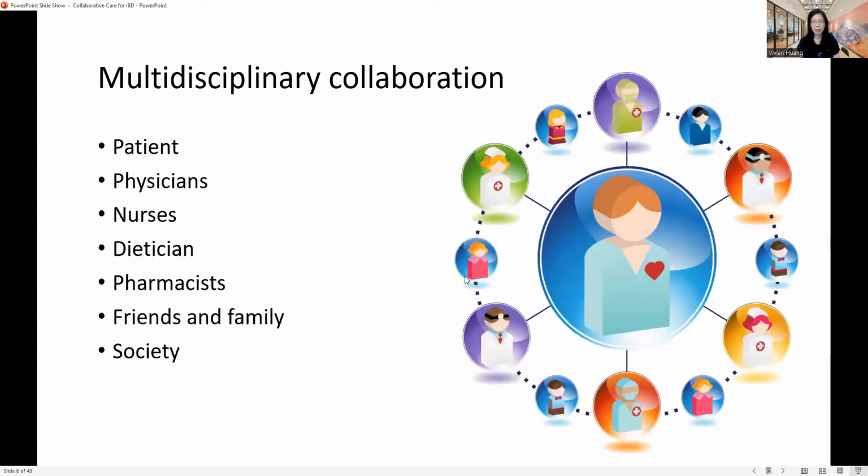So once again, this is just a pictogram that I didn't actually develop, but it's a nice concept of that circular aspect of collaboration. And the patient is always in the middle. And then all their physician team members, nurses, nurse specialists, and nurse practitioners, dietitians, pharmacists. I would also add infusion clinics because they're giving the biologic infusions, friends and family and society. And I should put those other specialists like psychologists, social workers, and the other allied health specialists.